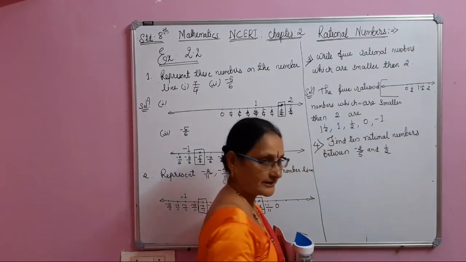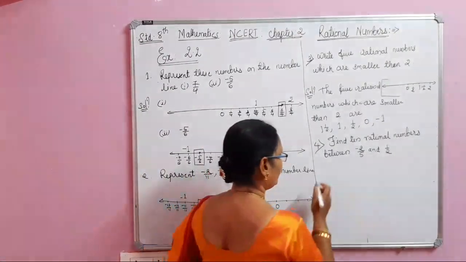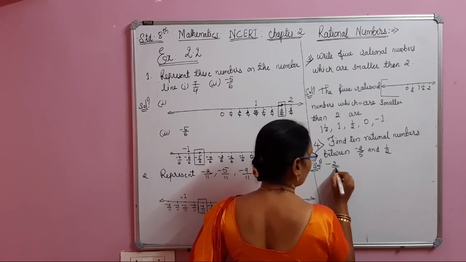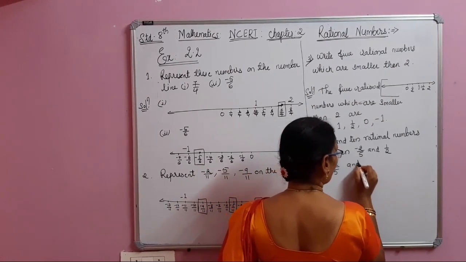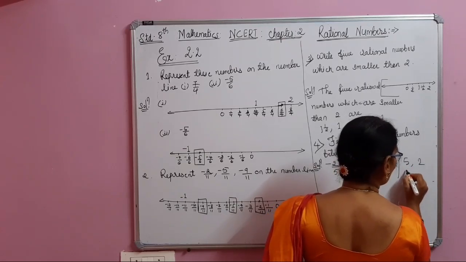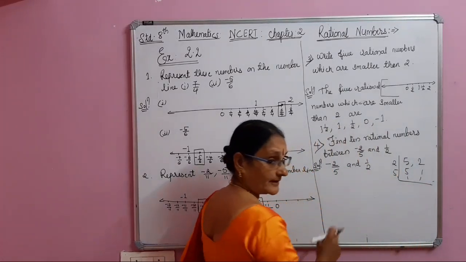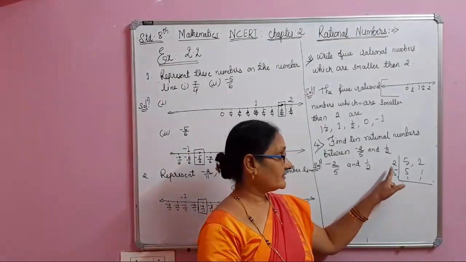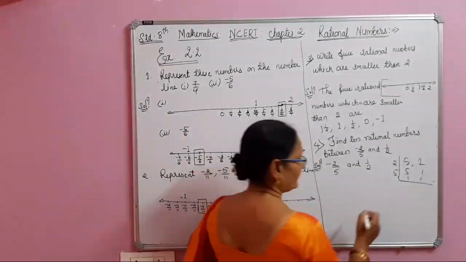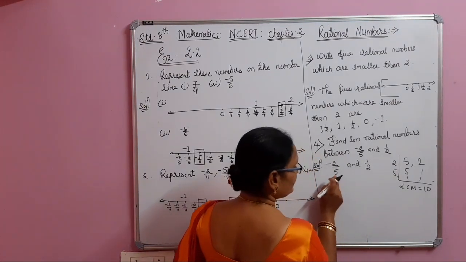See here, different denominators. When there are different denominators, what to do first? We have to take the LCM. Minus 2 by 5 and 1 by 2. What is the LCM of 5 and 2? Both are prime numbers, so we find the LCM by their product. LCM is equal to 10. So here we have to make the denominators 10.